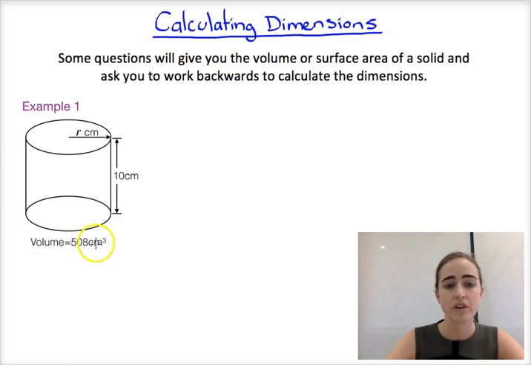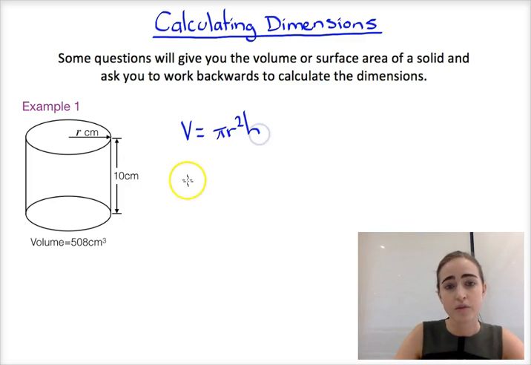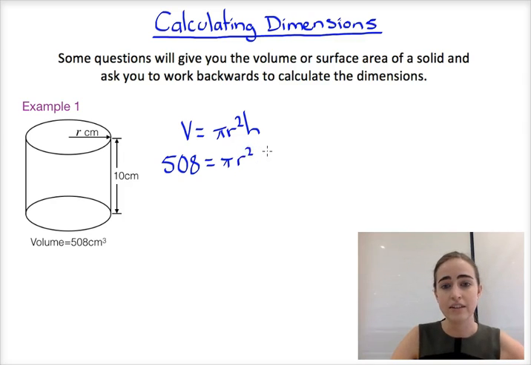We're told that its volume is 508 centimetres cubed. It's got a height of 10, but we don't know what the radius is, so that's what we're working backwards to find. So the first thing to do is write down your formula. We know that the volume of a cylinder is found by pi r squared h. So we'll fill in what we know. We know that the volume is that 508. So we've got 508 is equal to pi r squared, because we don't know the radius, times the height, which is 10.